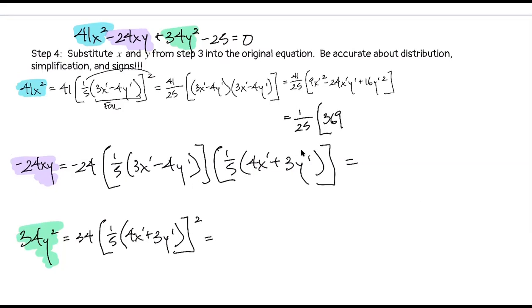So we've got 369x prime squared minus 41 times 24 gives me 984x prime y prime. And then 41 times 16 gives me 656 y prime squared. Okay.